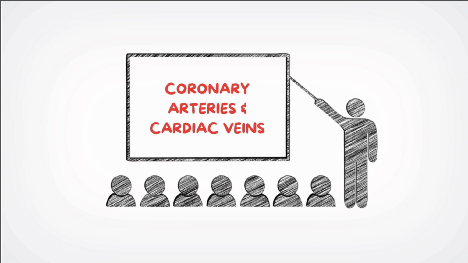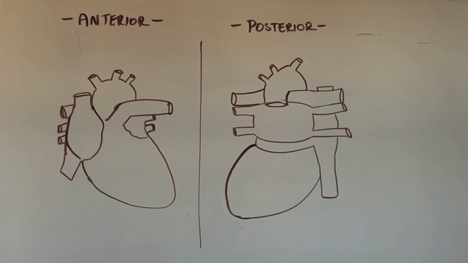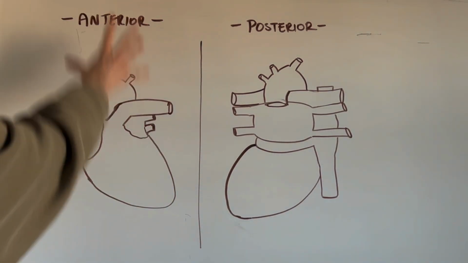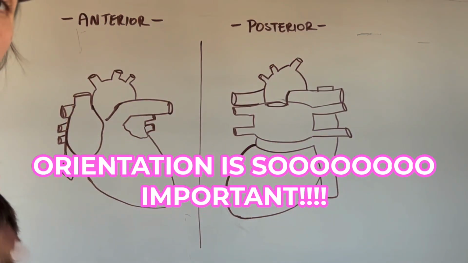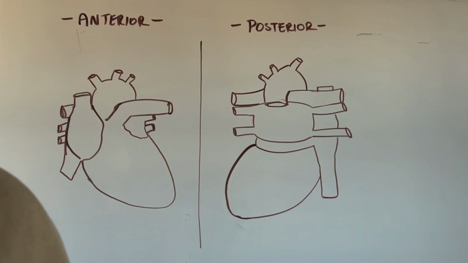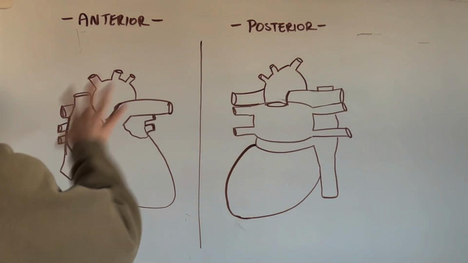For everyone else, we're going to start by orienting. First things first, let's get oriented. This is our anterior version of the heart. This is our posterior version of the heart. And we're going to talk coronary arteries and cardiac veins. But to start off, we got to label everything, and this is a little bit of a review of the anatomy.